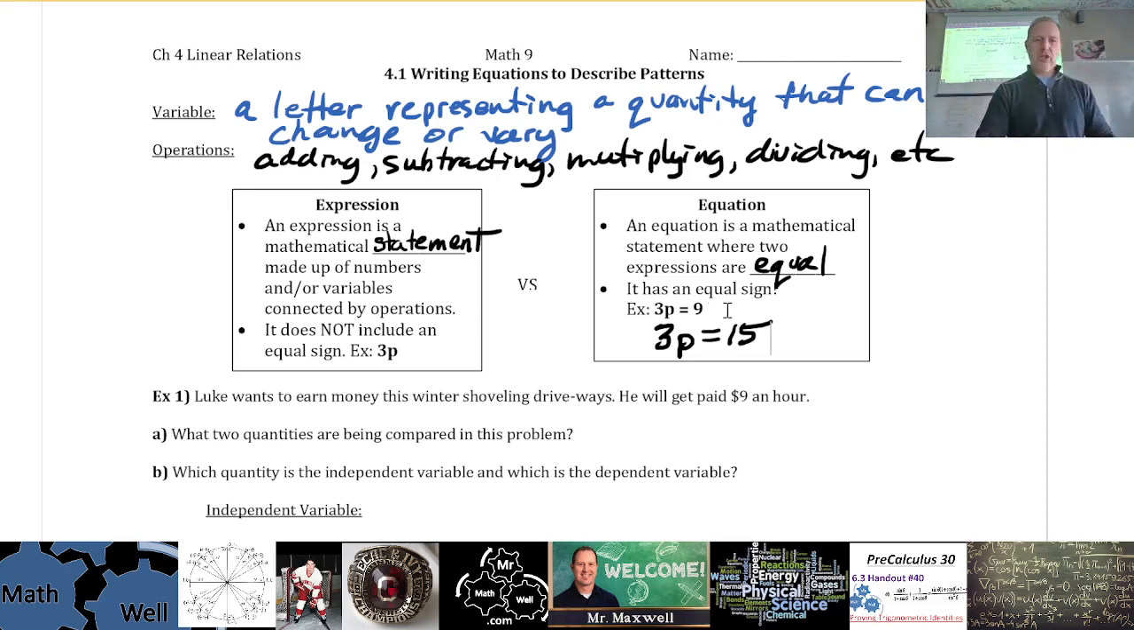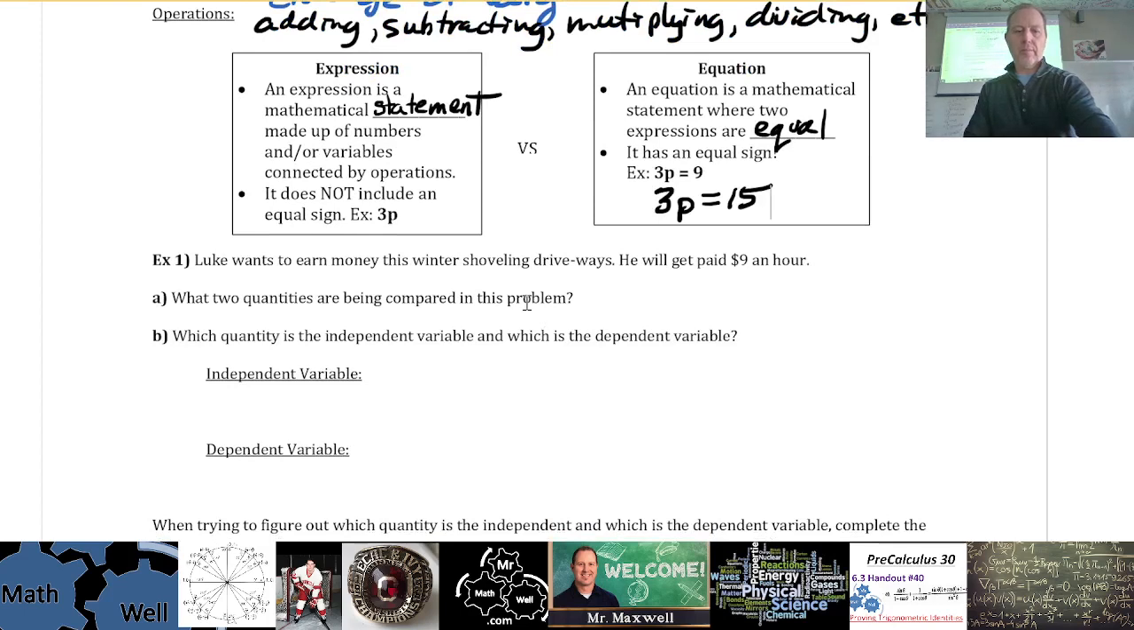Okay. So the two quantities that are being compared in this particular problem, what are they? What's one of them? I just mentioned the two of them in my examples. One quantity in this situation is, anybody? Be brave. There's time worked and money earned, okay? So time worked and money earned. Those are the two things that connect to determine how much you're going to get out of the situation.